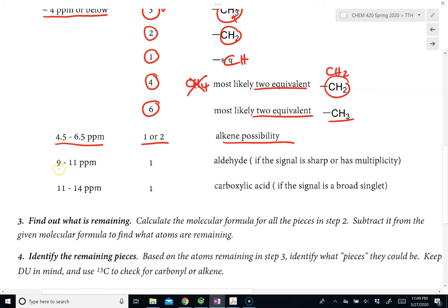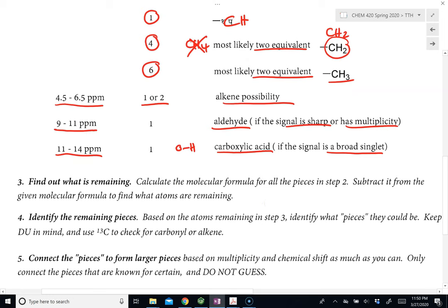And if we see a signal from 9 to 11 ppm, then very likely it means we have an aldehyde. If we see a signal from 11 to 14 ppm, then very likely that corresponds to a carboxylic acid. If we have a carboxylic acid, remember again that the OH normally shows up as a singlet, and it is a pretty broad singlet with no multiplicity to it, versus the signal from the aldehyde, which tends to be very sharp and has multiplicity to it.